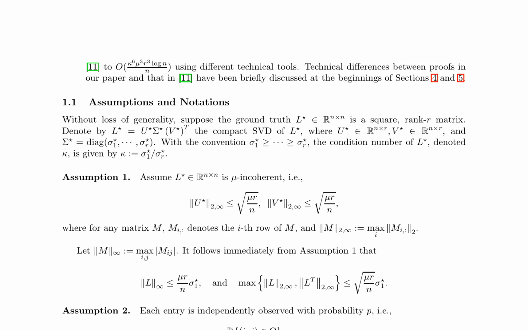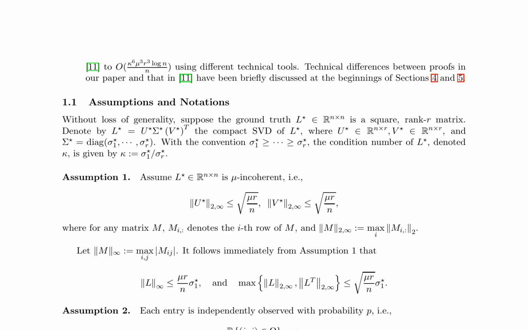This research paper discusses the problem of robust matrix completion, RMC, with sparse outliers. The authors introduce three assumptions. 1. The ground truth matrix L star is mu incoherent, meaning that its singular vectors are not too sparse. 2. Each entry is independently observed with probability p. And 3. Each observed entry is independently corrupted by an outlier with probability alpha.